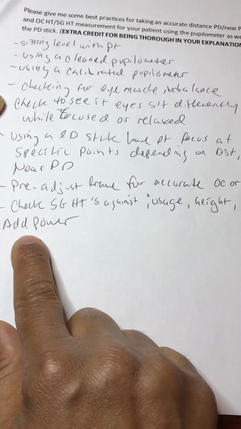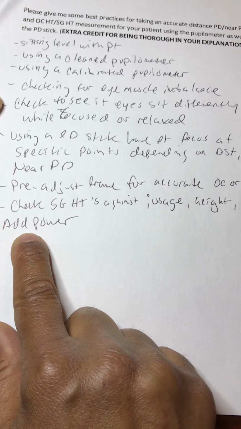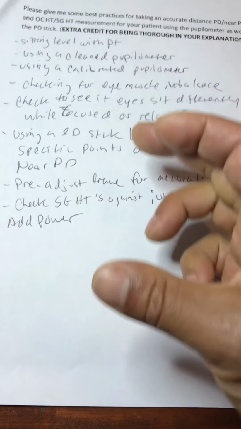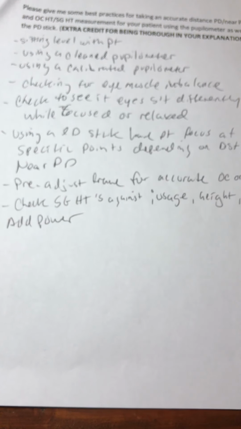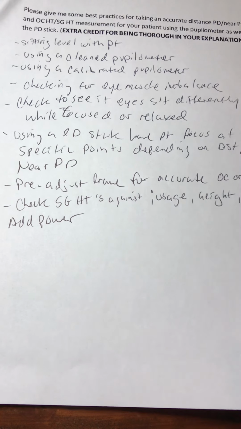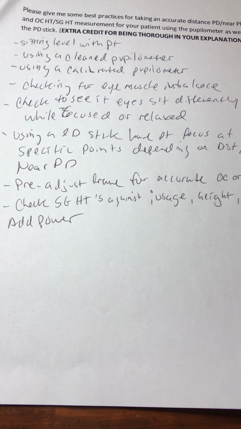And add powers: if you have a really high add power, it determines the way a corridor is designed. So if you have a really strong add, sometimes you've got to bring it down a little bit more for somebody so it doesn't negatively affect their distance. Again, please ask me any questions you have on that. We could talk for a half an hour.